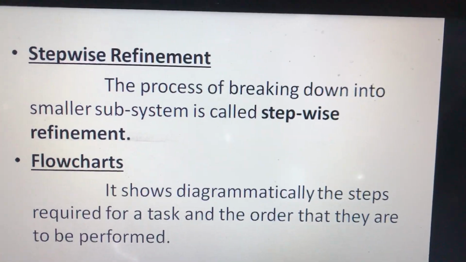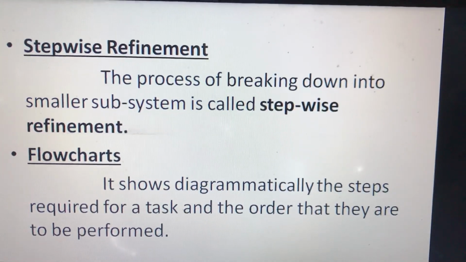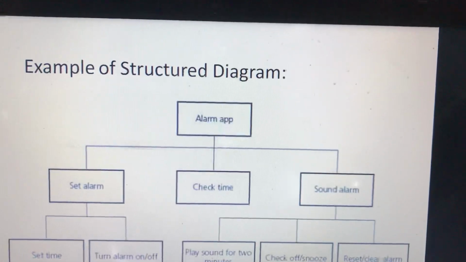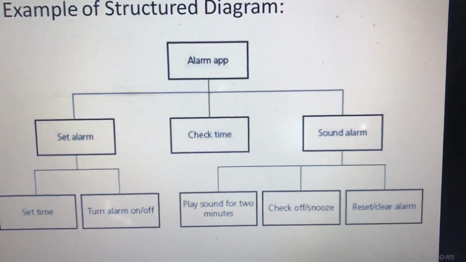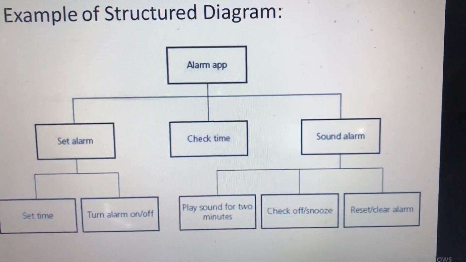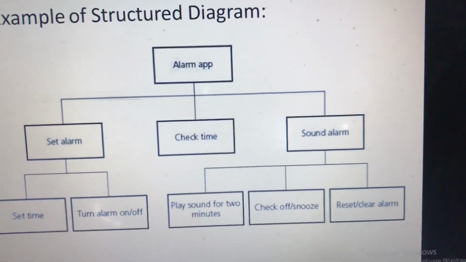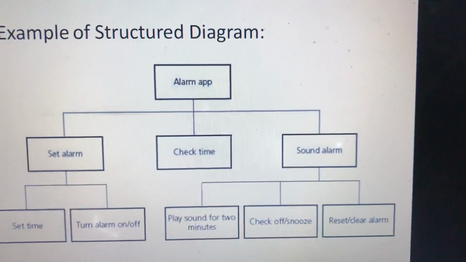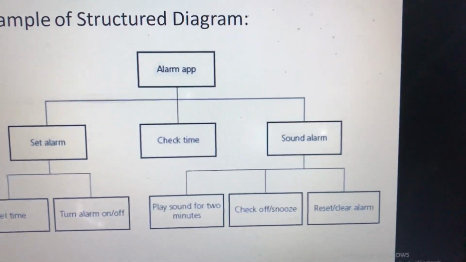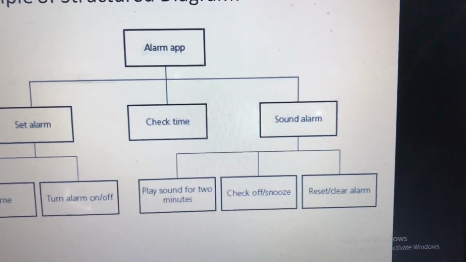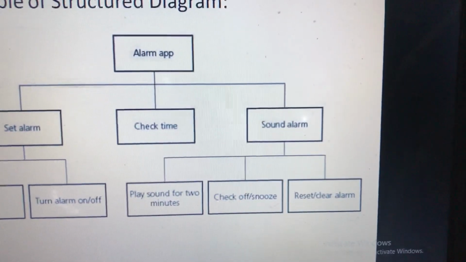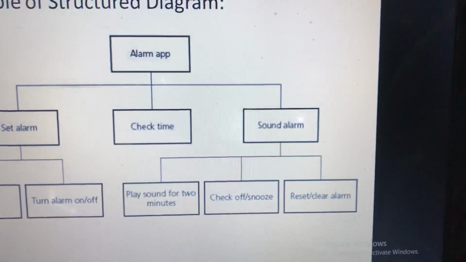Stepwise refinement. The process of breaking down into smaller subsystems is called stepwise refinement. These are the smaller subsystems. The breaking of a larger system into smaller subsystems is called stepwise refinement. So here we can see more detail of sound alarm when we break it into further subsystems.